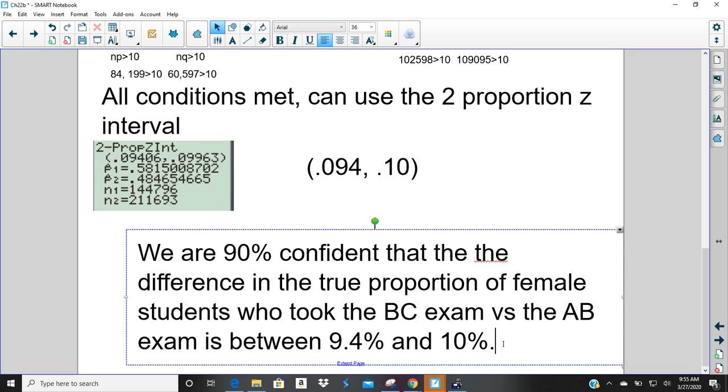Okay, so that's it for today. Give this a review, read the book as well up to this point, and we will move forward tomorrow.